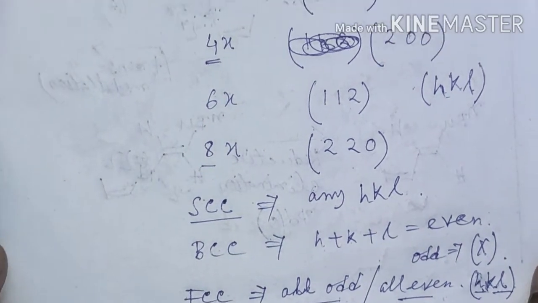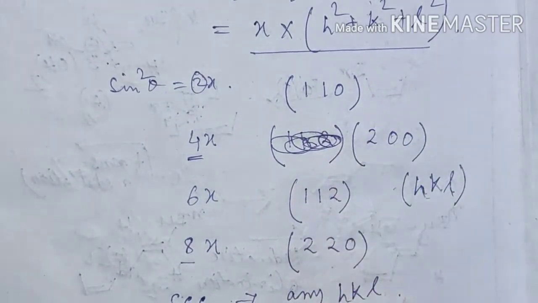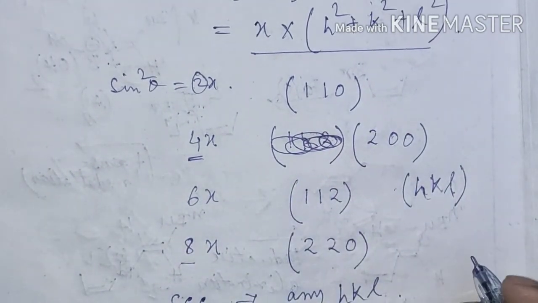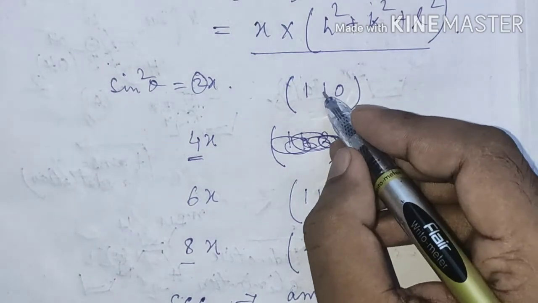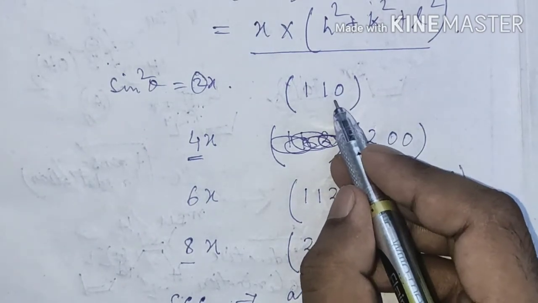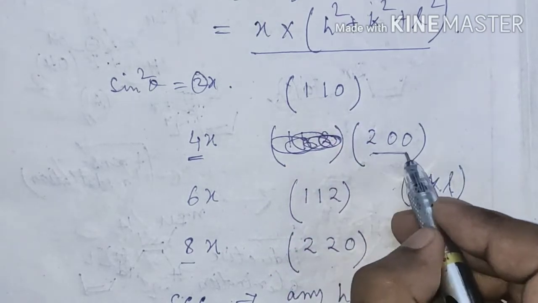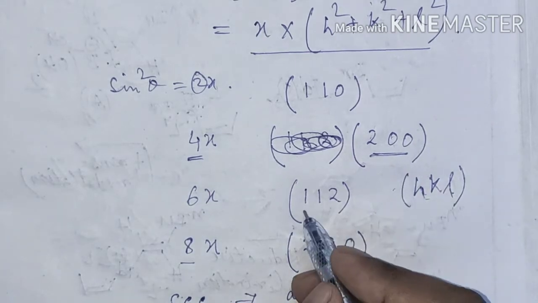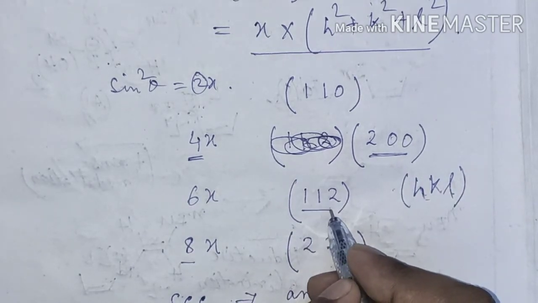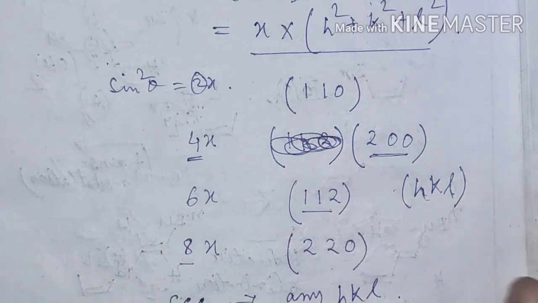So from the given values of HKL for this crystal lattice, we can see that it is not FCC, that is, not all odd, since 1, 1 is odd and 0 is even. Here all the values are even, but in this case not all odd or all even. So the FCC lattice is not possible here.